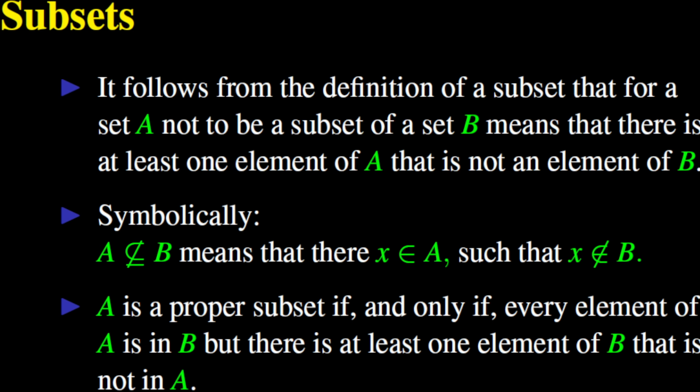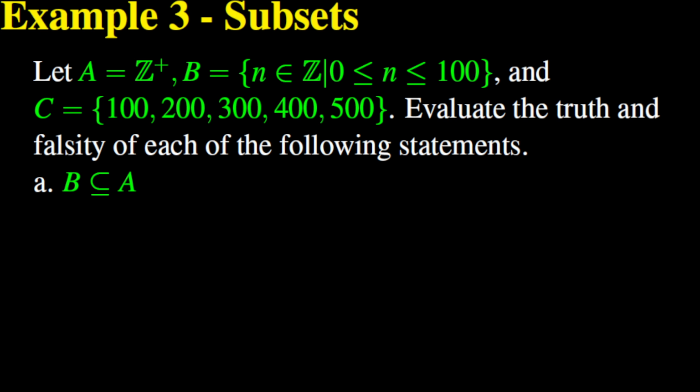A is a proper subset of B if, and only if, every element of A is in B but there is at least one element of B that is not in A. Example 3. Let A be equal to Z plus, B be the set of integers n such that n is greater or equal to 0, and n is less or equal to 100, and C the set with elements 100, 200, 300, 400, and 500.